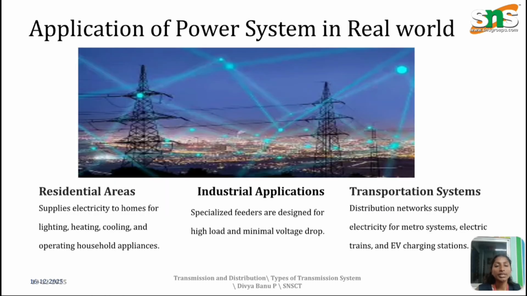When we come to the applications of power system in the real world, as it is used in day-to-day life, it is mainly used in residential areas, industrial applications and transportation systems. Transportation includes metro, electric trains and EV charging stations, which are the main transportation systems.